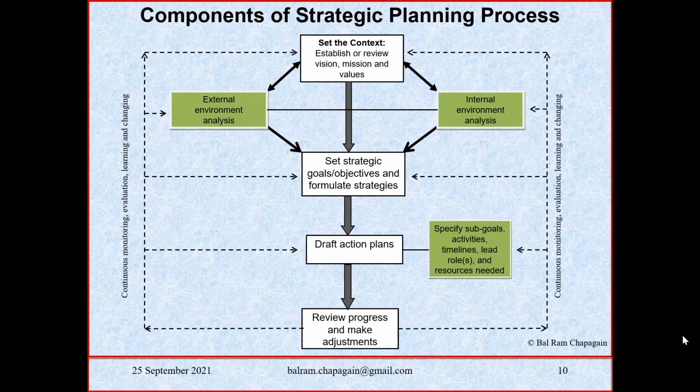Moving on to the last component of the strategic planning process, it is review progress and make adjustments. After the action plans are drafted and put into action, the last component will include reviewing the progress of those actions, how effectively they are working, or what the obstacles are, and making adjustments accordingly. And when required, the process might also restart to make it better with the reviews, and it can also reset its vision, mission, and values, and follow the same hierarchy or phases as seen in the figure.